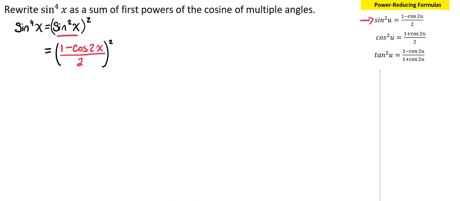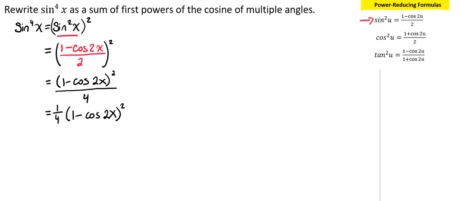From here, we can go ahead and distribute that squared to our numerator and our denominator, which gives us the quantity 1 minus the cosine of 2x squared all divided by 4. Now, the reason we did this is so that we can take that 4 out. We can factor out a 1/4. And then from there, we're going to be able to expand our binomial that's left. So here we have our 1/4 pulled out. And now we're free to expand our 1 minus cosine 2x quantity squared binomial. We can expand that out, which is going to give us 1/4 times the quantity 1 minus 2 cosine 2x plus cosine squared of 2x.